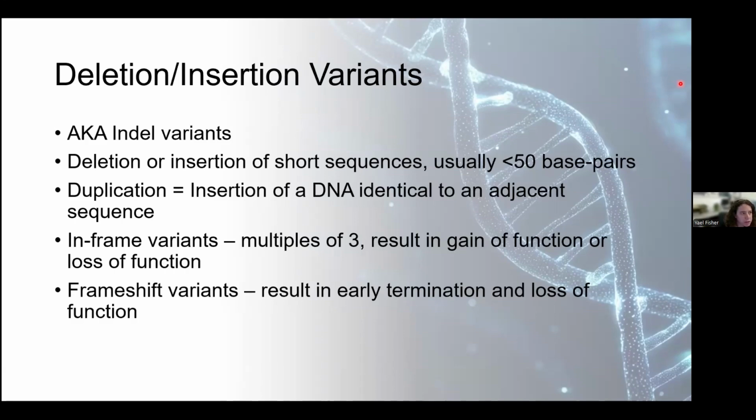Both deletion and insertion variants may be in frame or cause a frame shift. So if the deletion or insertion is a multiple of 3, this will result in a gain of function or loss of function. But if it is not a multiple, if it does not divide into 3, this will cause a frame shift. The whole reading frame of the gene will change, and this will probably result in an early termination and loss of function of the gene.